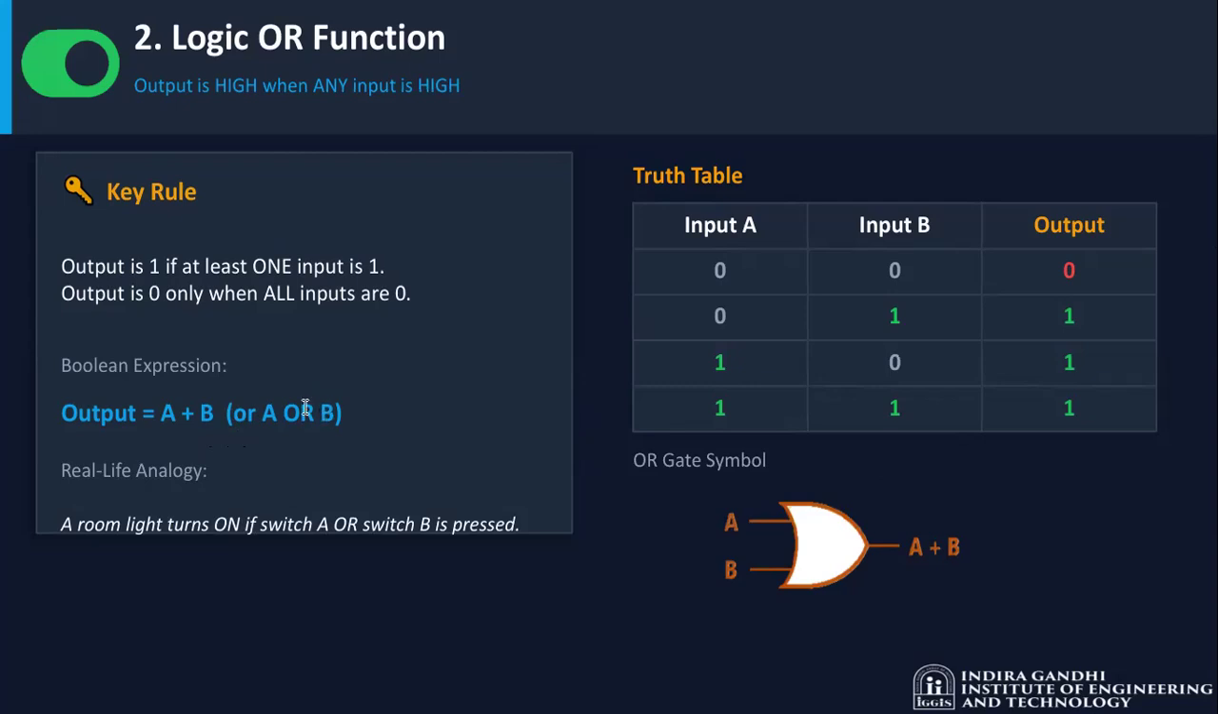So the key rule behind this logical OR gate is its output is 1 if at least one input is 1. So look at this truth table. We have given two inputs, input A and input B. If any one of the inputs is 1, we get an output 1. And the output will be 0 if and only if both inputs are 0.